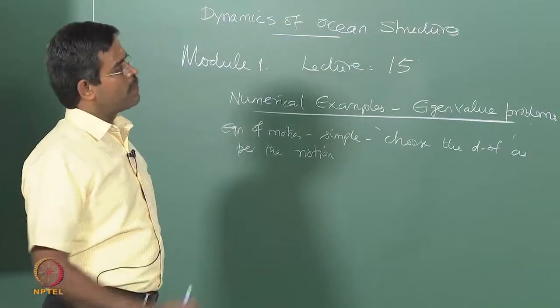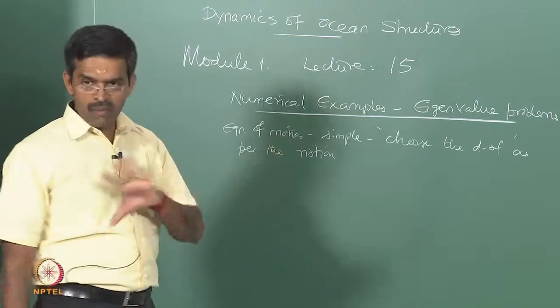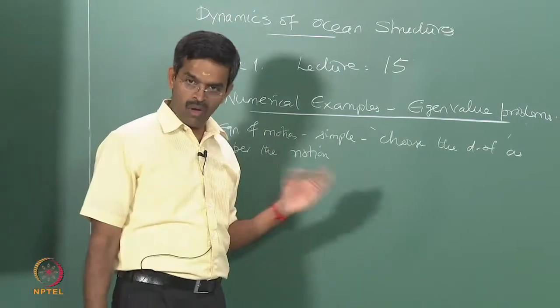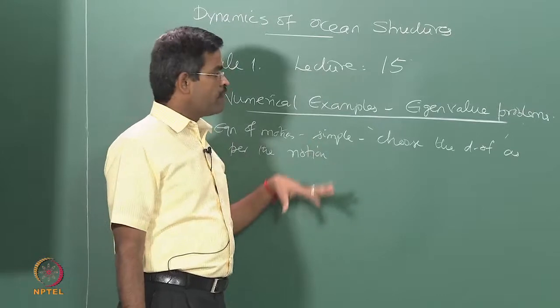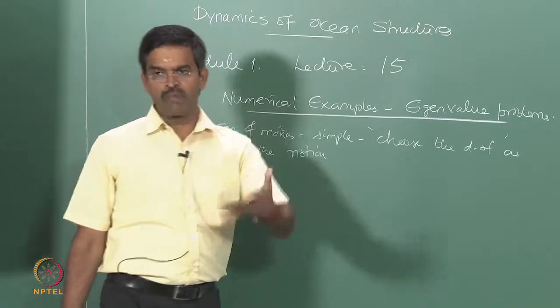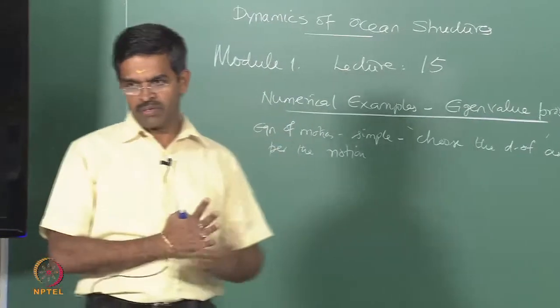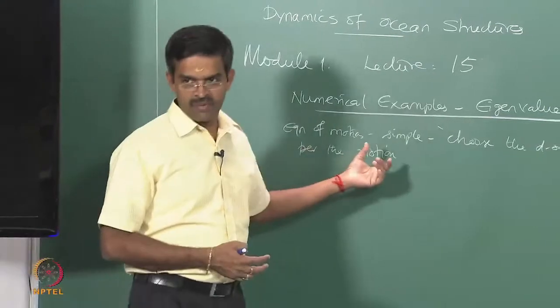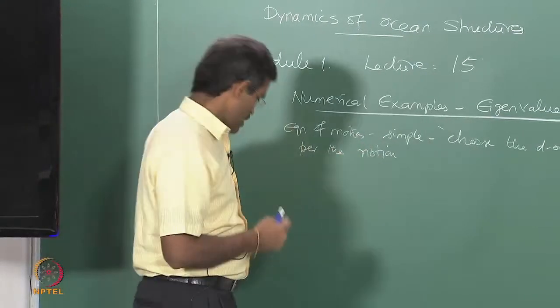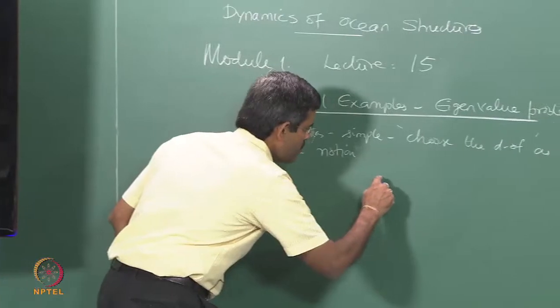Now, we will take an example where the degrees of freedom are not marked at the point where the mass is lumped, or the degree of freedom is marked at the point where the force is not applied. What happens to my equation of motion? What is the complexity? That is what we are going to talk about today. We will take an example like this.